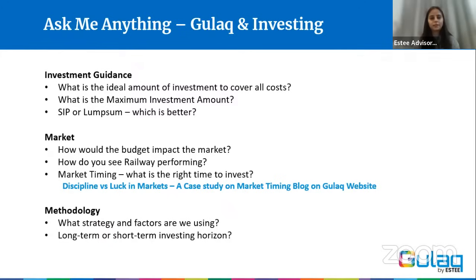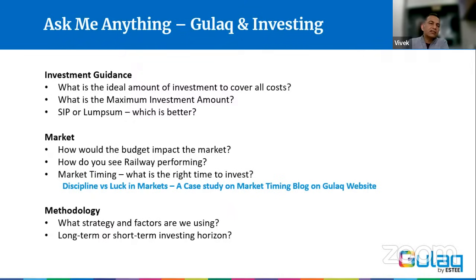Now that we have covered the ideal amount, people also want to know if there is a maximum investment amount in our Gulaq portfolios. This question has been asked by Umakant. Yeah. So there's no maximum as such. Just keep track of that 30% limit.